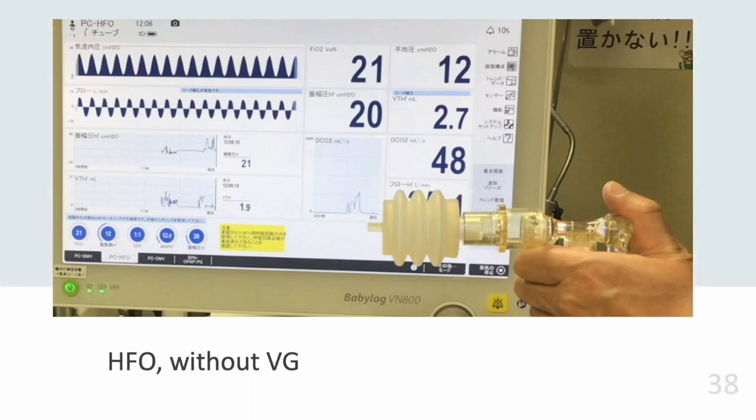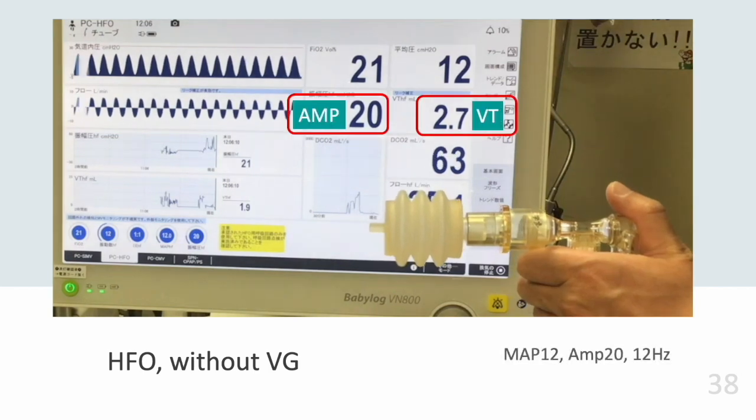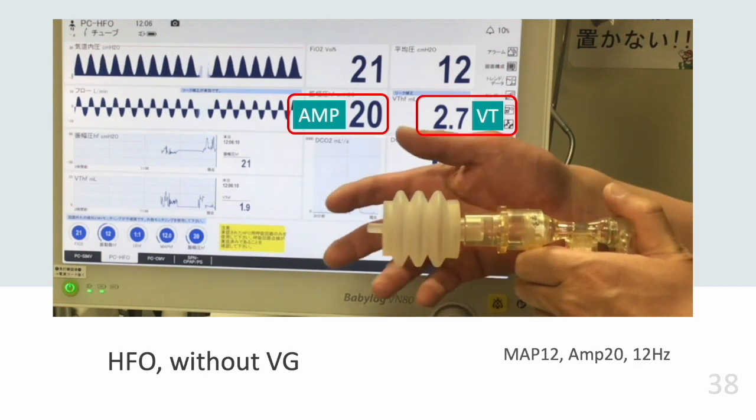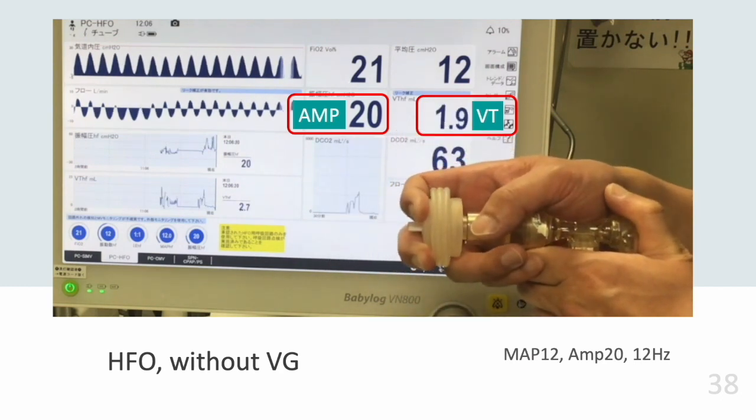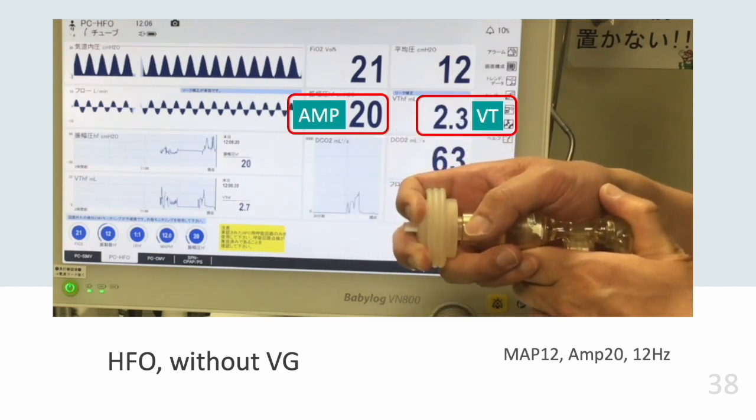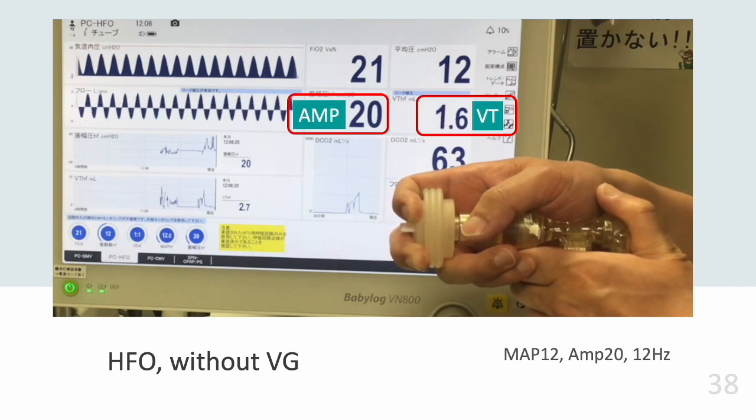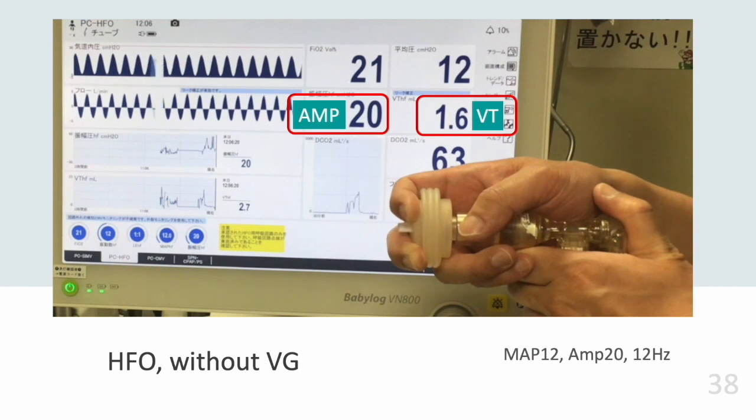This can be simulated in a model test lung. If the mode is not volume guaranteed, the amplitude is constant. In this case, amplitude is set to 20. Even if the compliance of the model lung is made worse by hand, the pressure supplied by the ventilator is constant, so we can confirm that the tidal volume reaching the lungs is getting smaller.